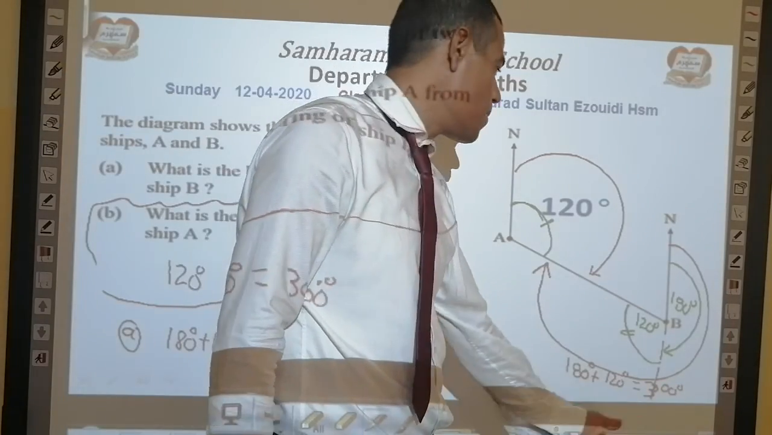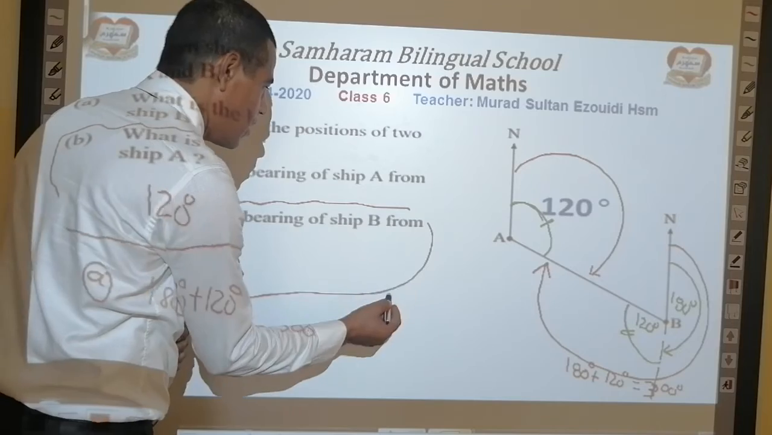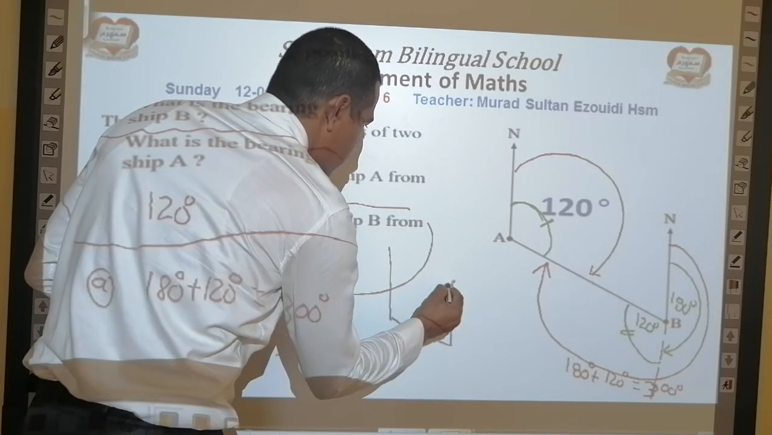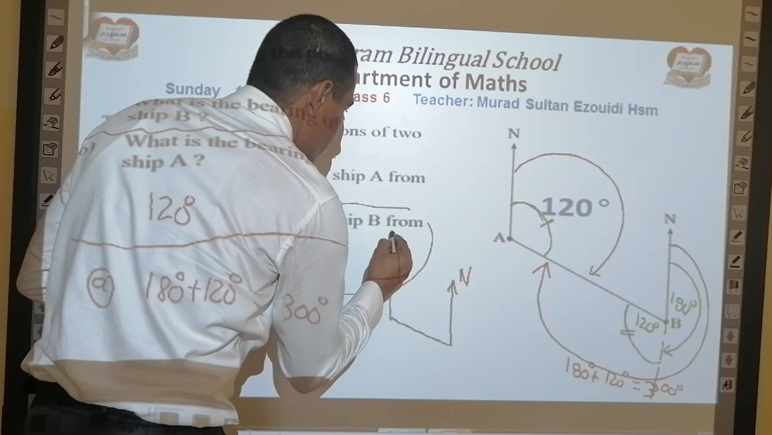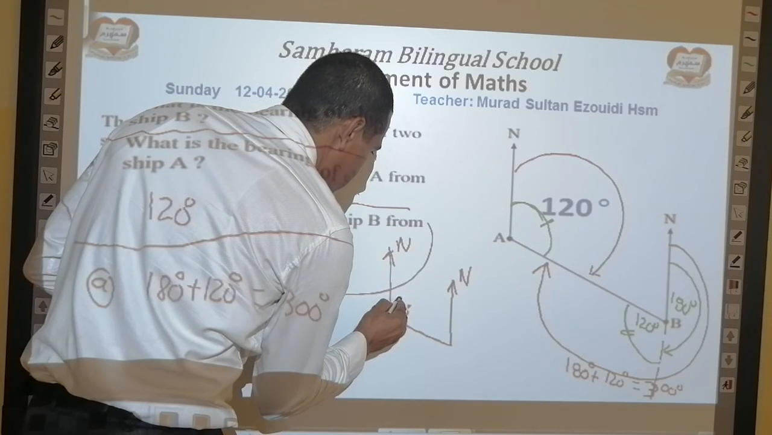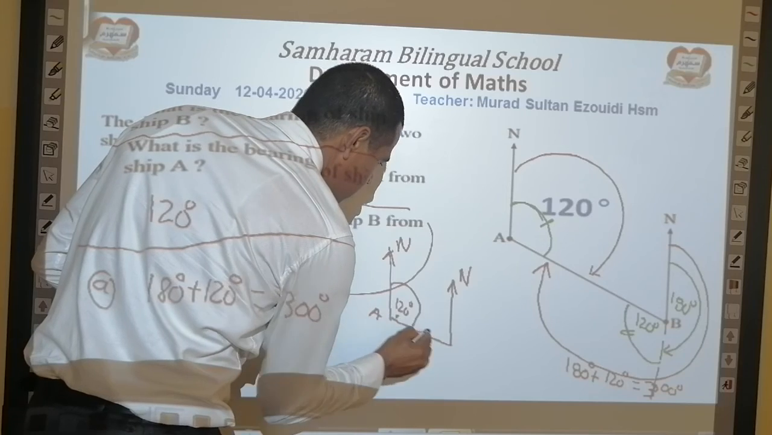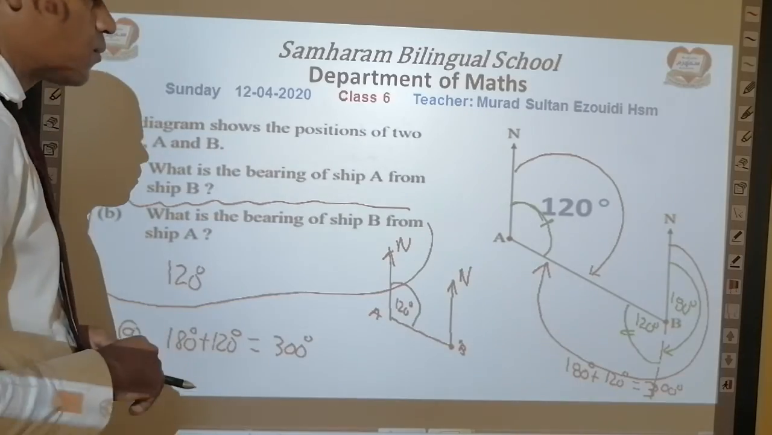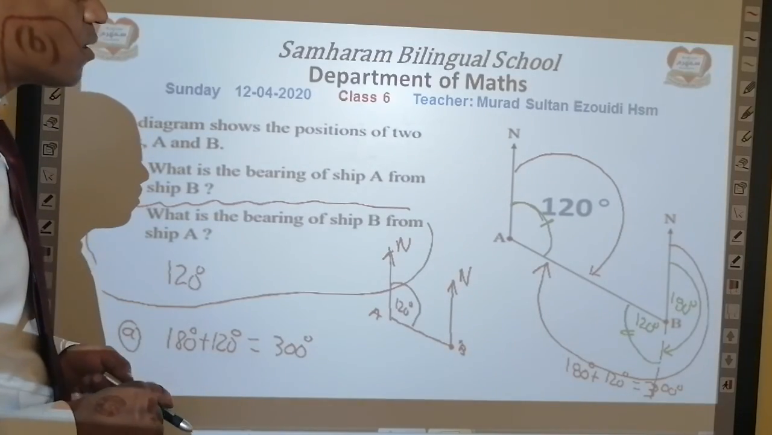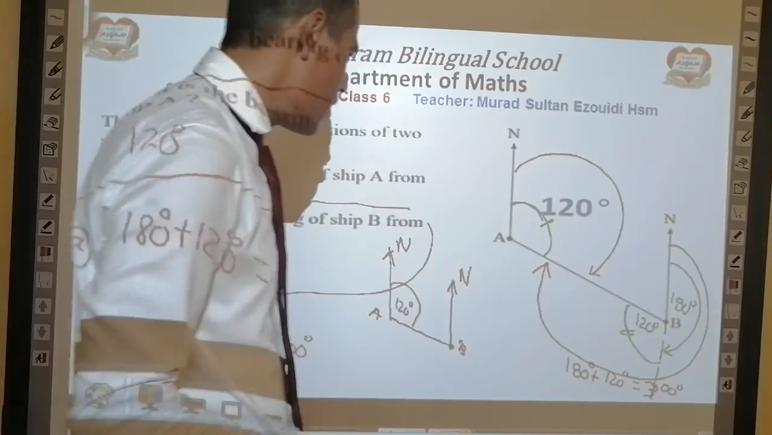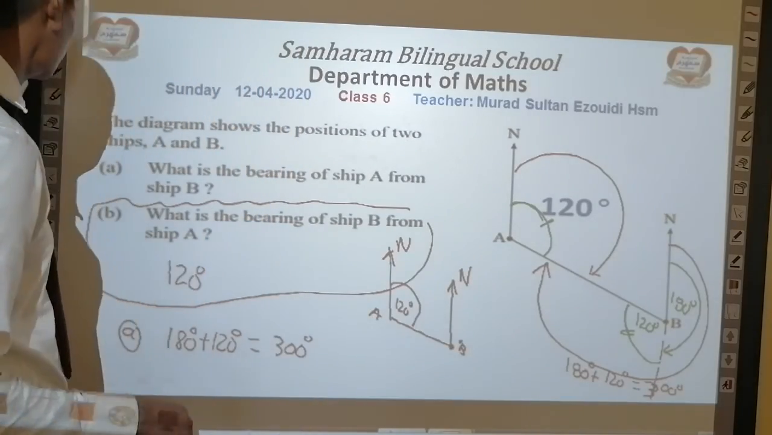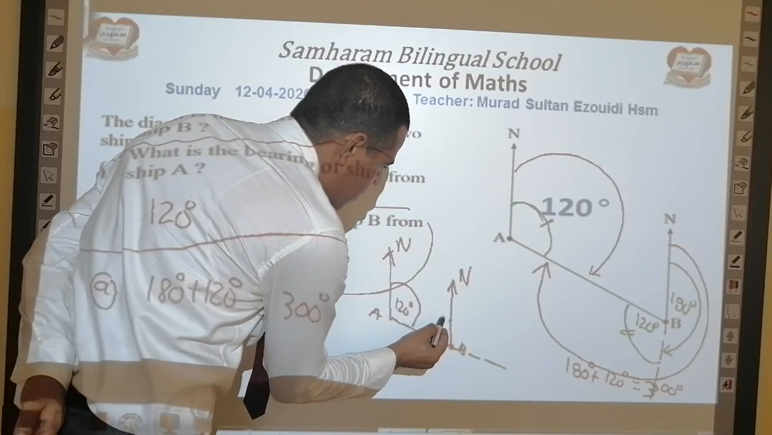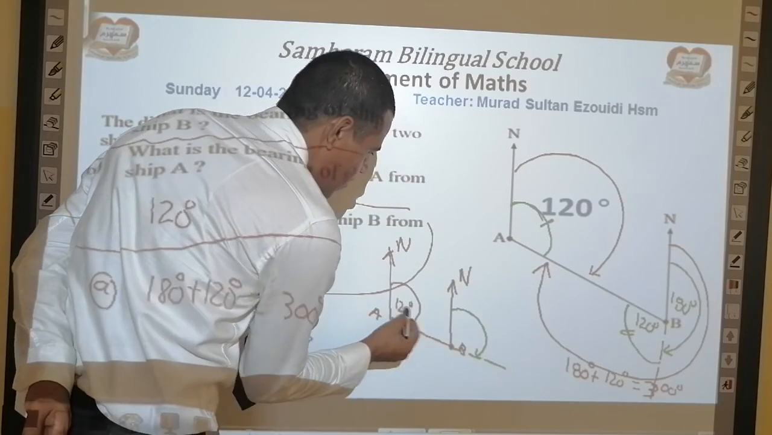If you'd like to use another method, okay, no problem. I will do it here. So this one like that. This is north. This is north. This is 120. This is A. This is B. Okay. First of all, we used alternate angles. So now I will use corresponding angles. I will extend this.